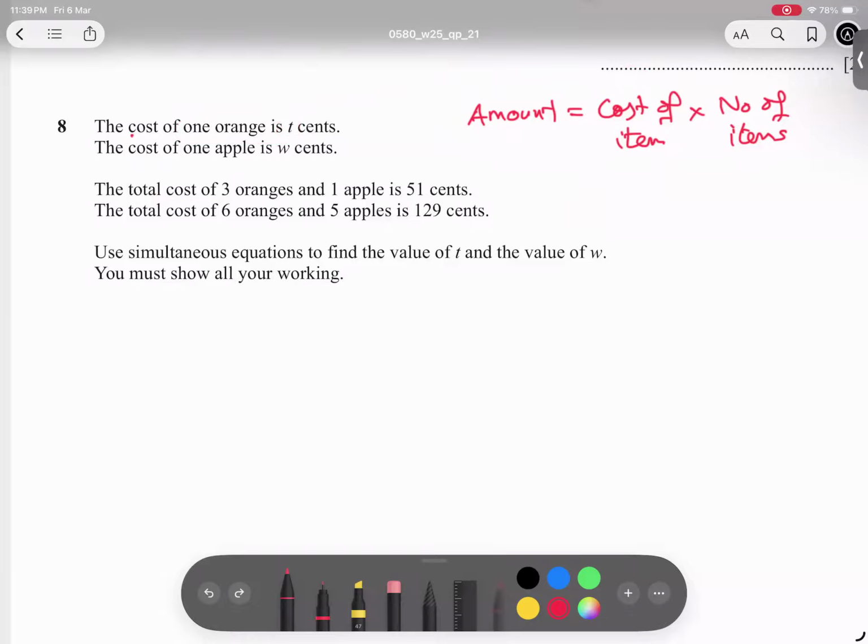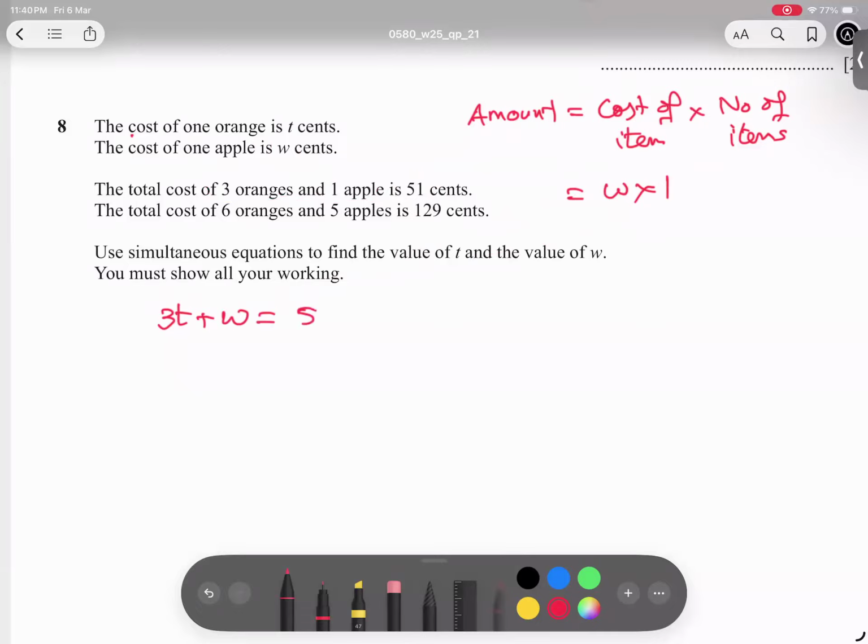Cost of one orange is what? T cents. So I'm replacing here T. See, cost of one orange is T. But how many oranges do we have? Three. So I'm keeping here three. So this will give you 3T, money spent on oranges. So this 3T I wrote like this. Plus, same approach. If I erase this and talk about apples, the cost of an apple is W. So cost of item is W. How many apples do we have? One apple, so multiply by one. One into W is W. And total money on three oranges and one apple is 51 cents.